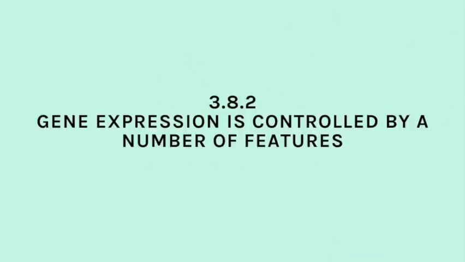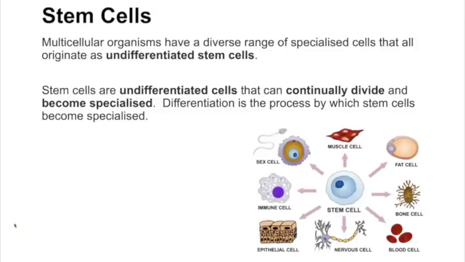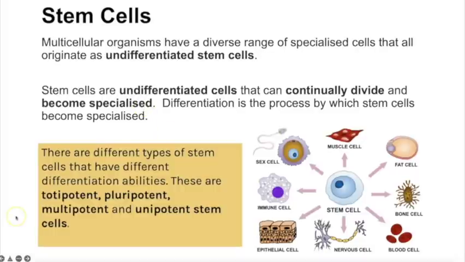Now, multicellular organisms have a range of specialised cells, and those all originated from stem cells. And stem cells are undifferentiated cells that have the ability to continually divide and also become specialised. There are different types of stem cells as well, and this is determined by the differentiation abilities that they have. So you can have totipotent, pluripotent, multipotent and unipotent cells.